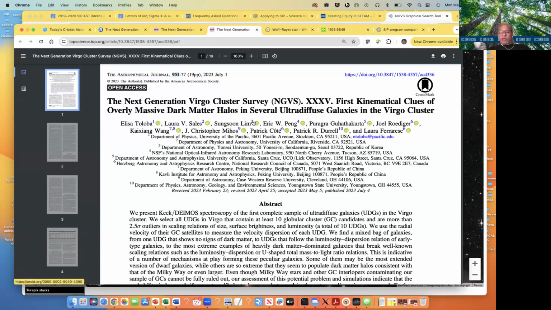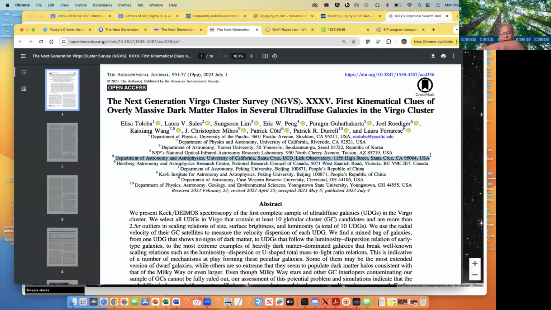Sung-Soon Lim is actually based in Seoul, Korea. You can see he has the number 3 next to his name, and his institution is right there. He is at Yonsei University in Korea. Eric Peng, whose institution number is number 4, is in Tucson, Arizona, at NSF's National Science Foundation's Optical IR Lab, National Optical Infrared Astronomy Research Lab, something called NOIRLab. My institution, number 5, is UC Santa Cruz, and so on.